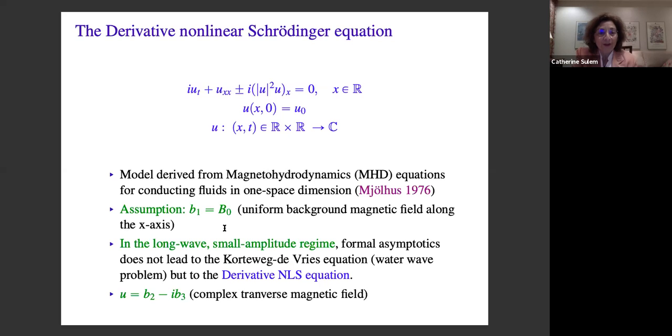And well, the second assumption is that one restricts themselves to a regime that is called the long wave small amplitude regime and proceeds with formal asymptotics. If you remember yesterday, we discussed the water wave problem, and this asymptotic led to the Korteweg-de Vries equation. In the case of conducting fluid, the model is not Korteweg-de Vries, it's this equation, the derivative NLS. And u is in fact the complex transverse magnetic field, so it's constructed from the two other components of B, B2 and B3, by constructing this complex function. So that's the physics origin of this equation.